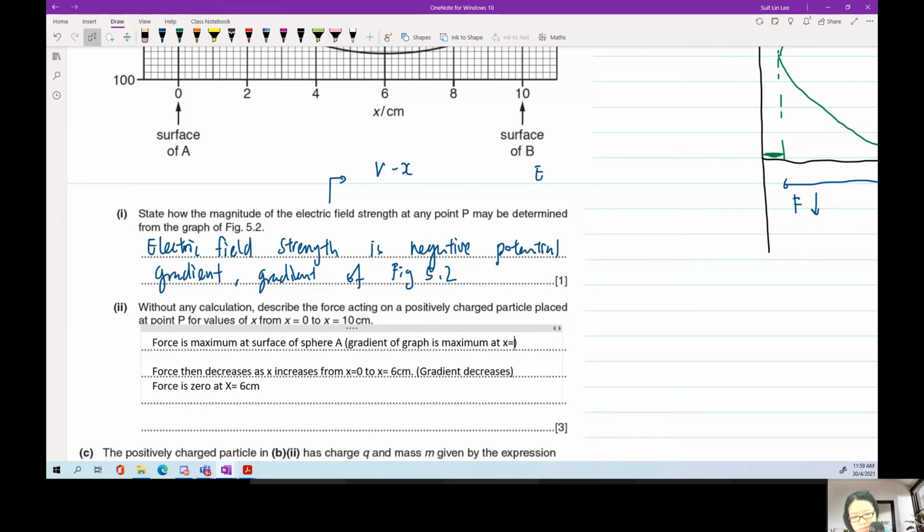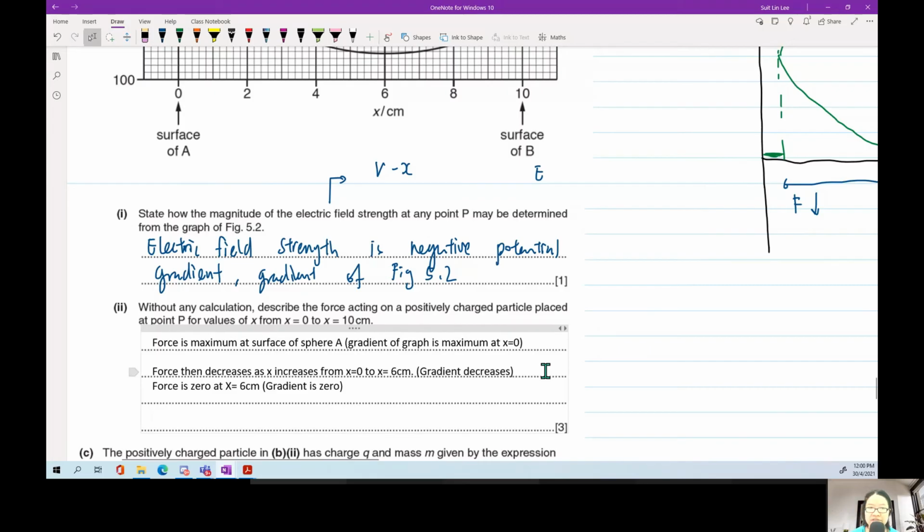Is x equal to 0? Yep, x equal to 0. Okay, so force is 0 at this one because the gradient is 0. So this part, when they ask you to relate electric field strength to the gradient, is to prime your brain to relate gradient to field and field to force. Okay.